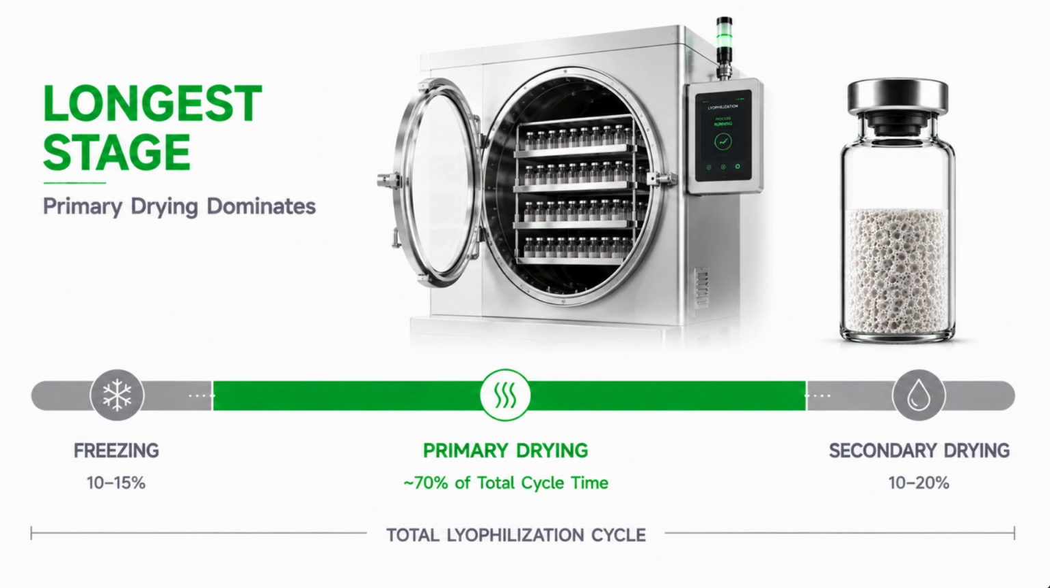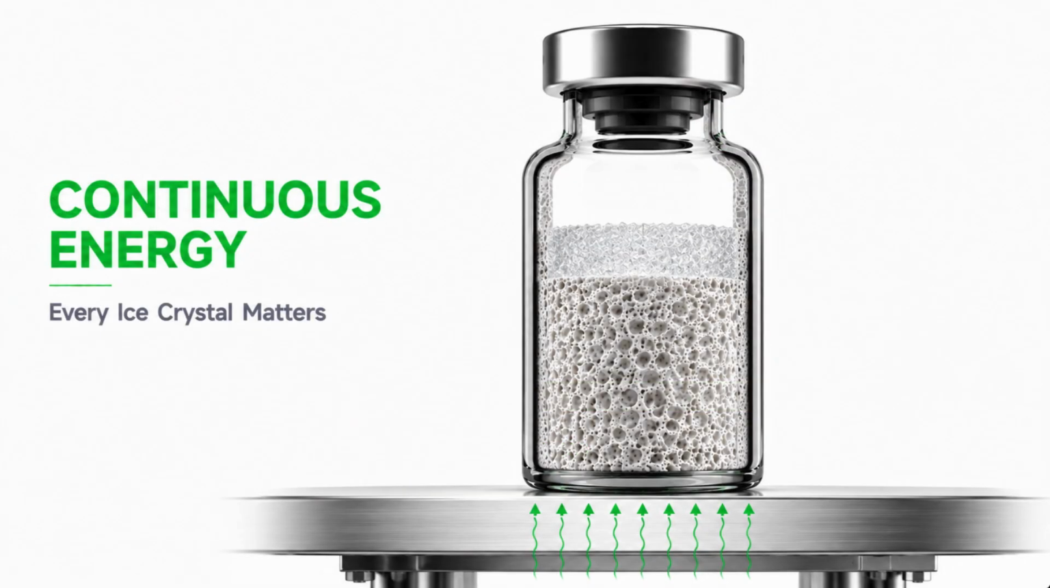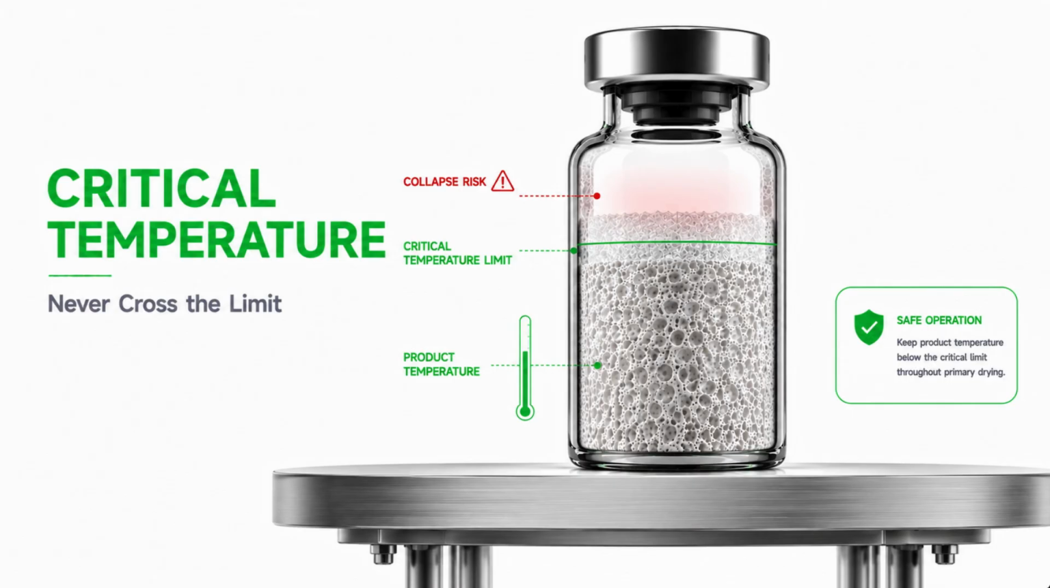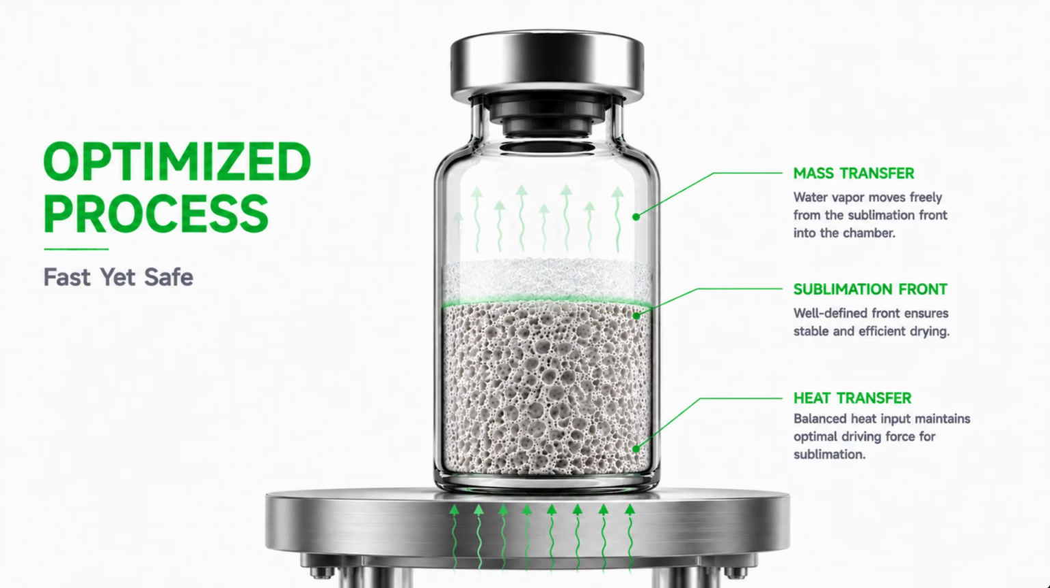Primary drying is typically the longest stage of the entire lyophilization cycle. Every ice crystal must receive enough energy to sublime, while the product temperature remains safely below its critical temperature. As drying progresses, ice is removed gradually, and the sublimation front continues moving toward the bottom of the vial. Simply increasing the heat is not the solution. The process must remain carefully controlled to protect product quality. The fastest primary drying cycle is one that maintains the right balance between heat transfer, mass transfer, and product temperature.